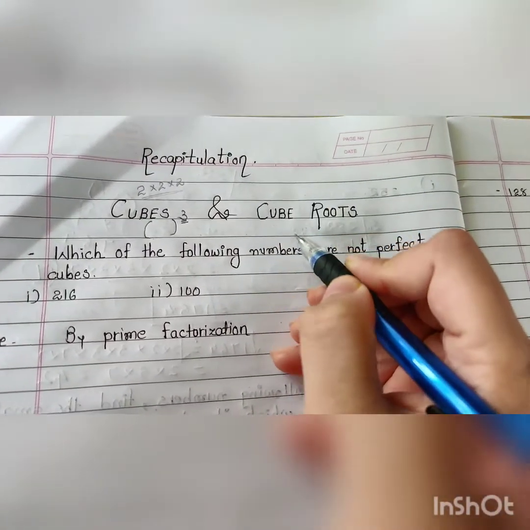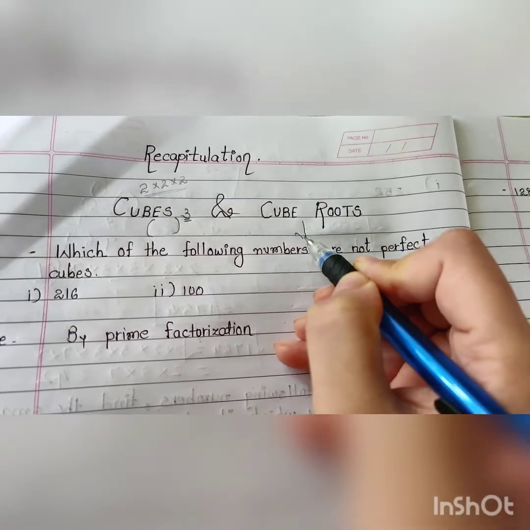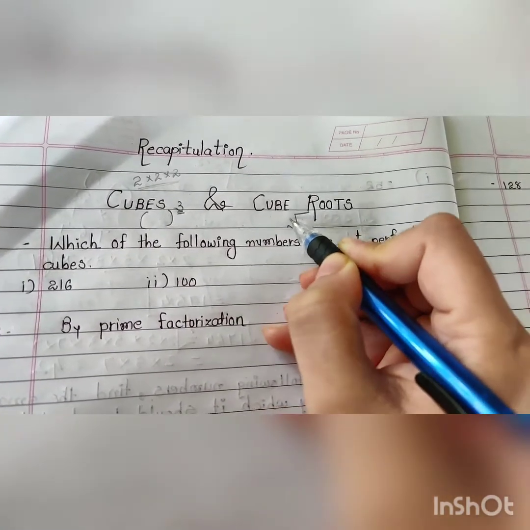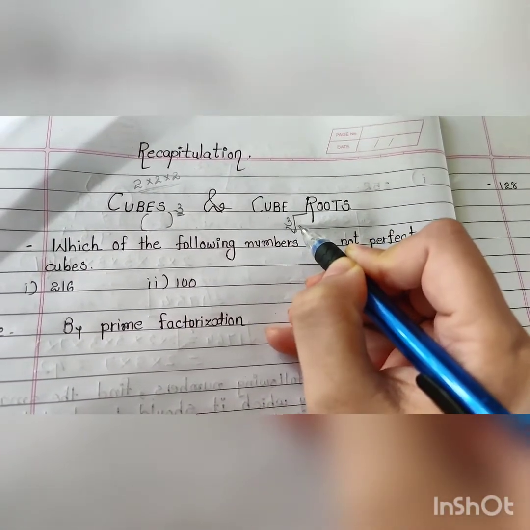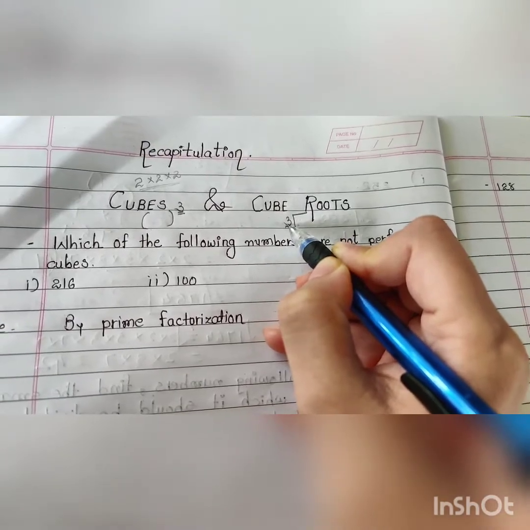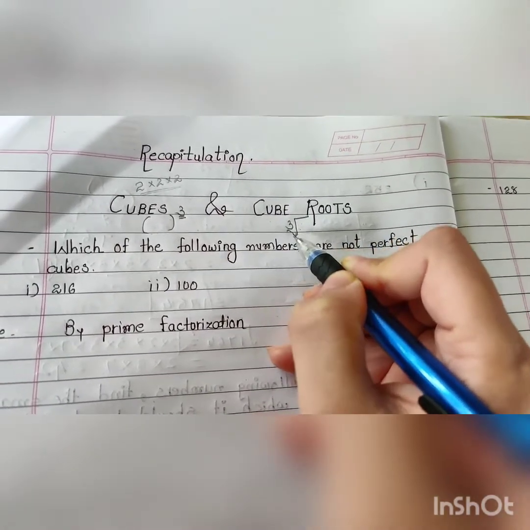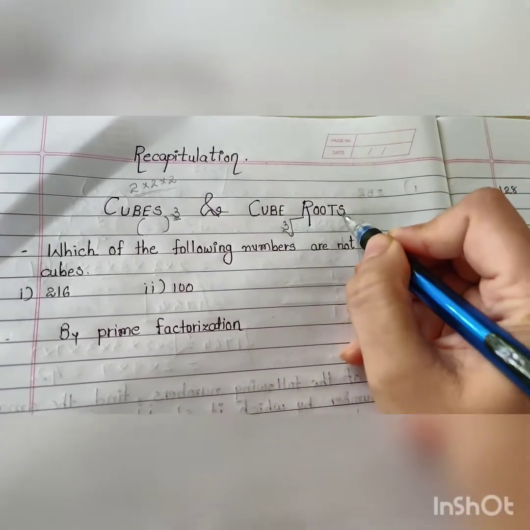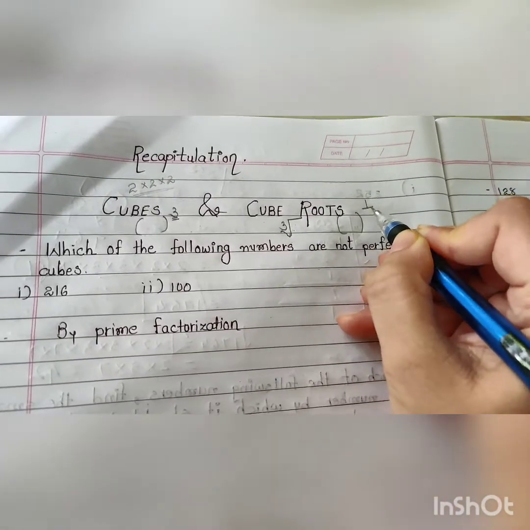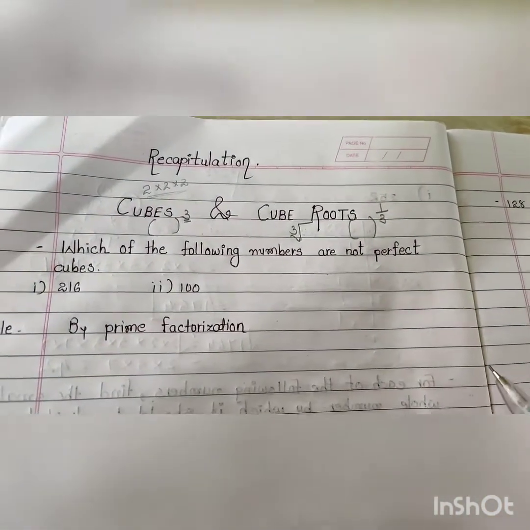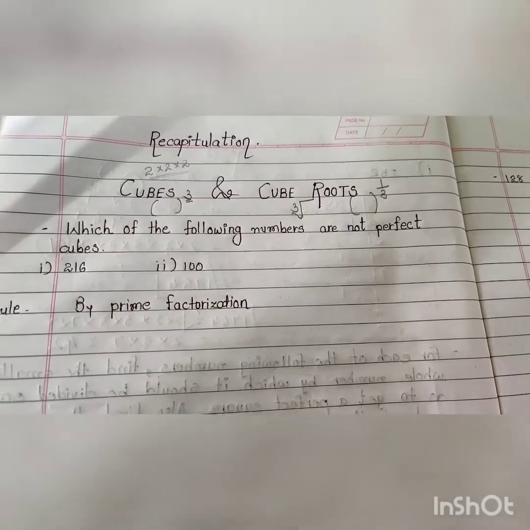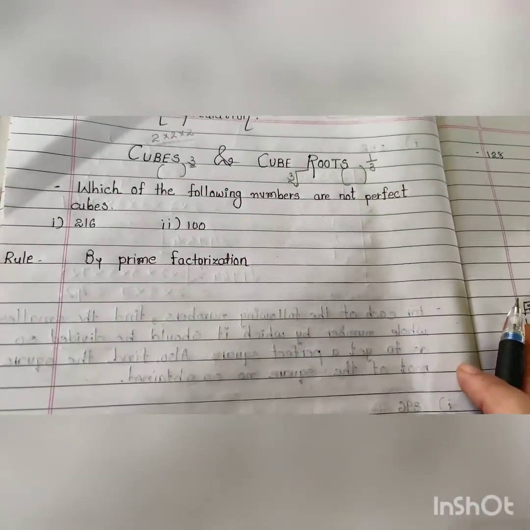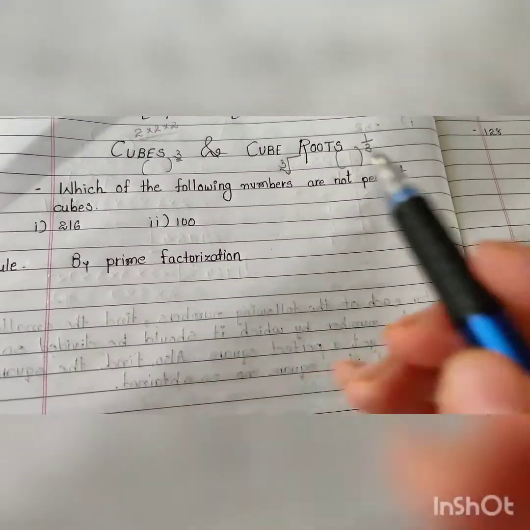So how can you mention it? You can mention it in this way, cube root. This is the symbol of square root. By putting 3 here, you can say that it is a cube root, or else 1 upon 3. Is that clear to you? Okay. Now let's begin with the types of questions which we have covered.